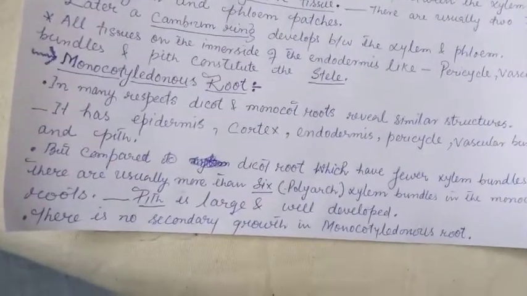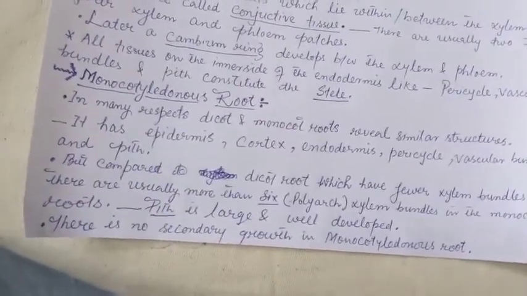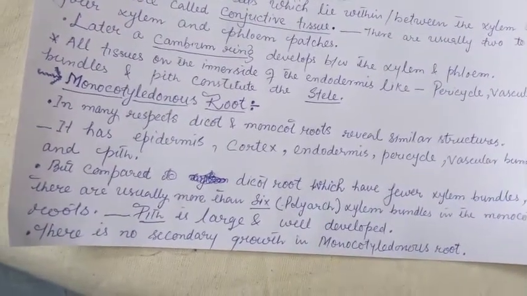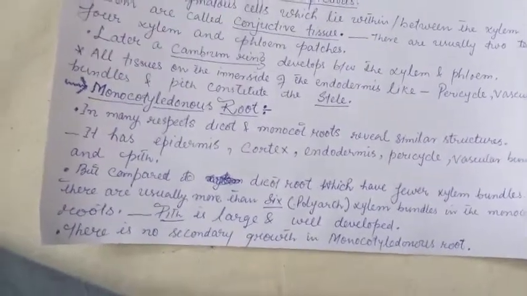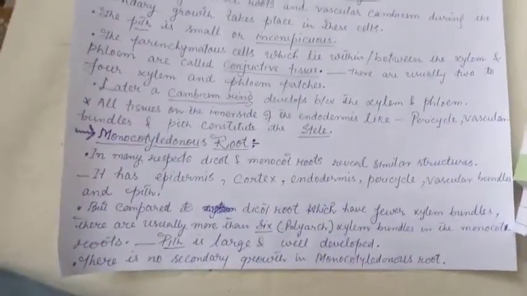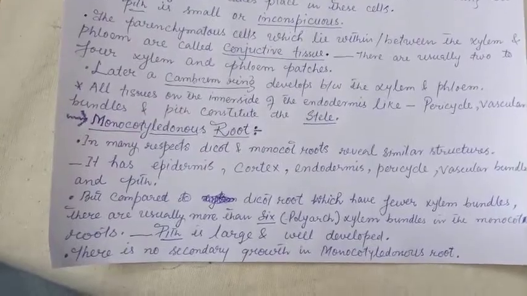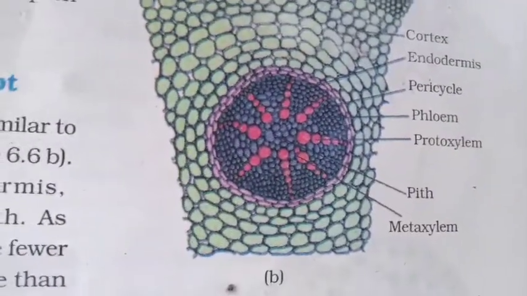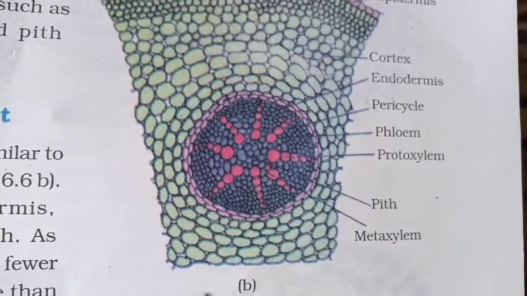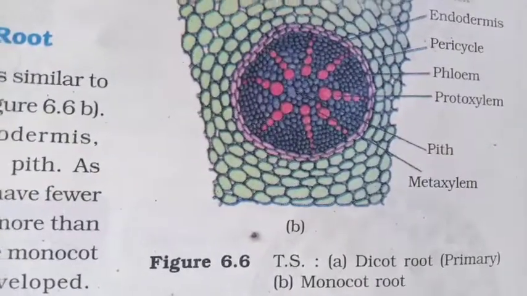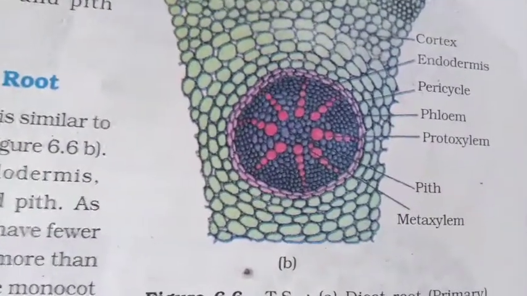But compared to the dicot root, which has fewer xylem bundles, there are usually more than 6 polyarch xylem bundles in the monocot roots. Pith is large and well developed. This is the main difference between the dicot and the monocot roots. In dicots the pith is inconspicuous, but here in the monocots there is a large, conspicuous pith in the center.